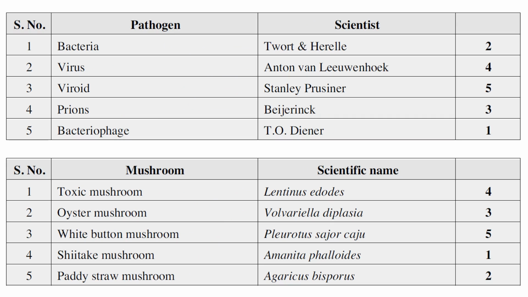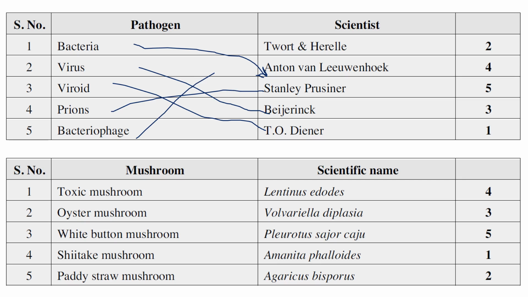And the pathogens and the scientists who discovered them. Okay, the bacteria. So bacteria is related to Antonie van Leeuwenhoek. He is the first one who discovered bacteria, right? The next one is virus. Virus was first discovered by Beijerinck. So viroid was discovered by Diener and Raymer 1971. Prions were discovered by Stanley Prusiner, and bacteriophage was discovered by Twort and d'Herelle individually, 1915 and 1917. The mushrooms and their scientific name, toxic mushroom.